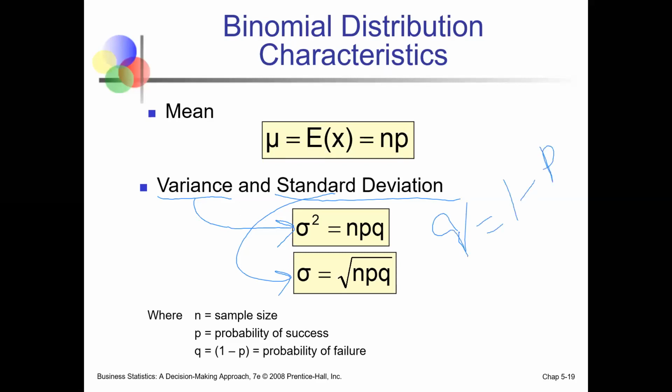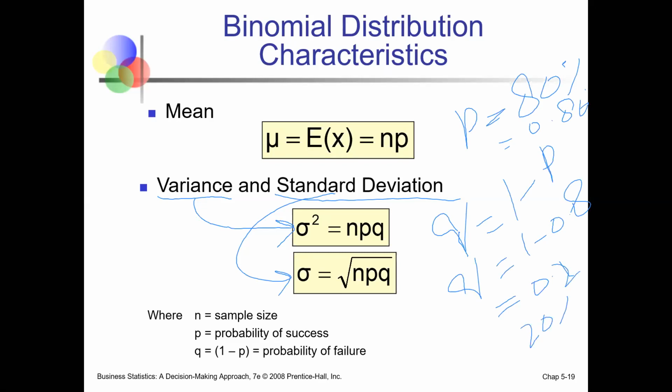If p is the probability of passing of students in a specific class, suppose 80%, we can say 0.80. So q is 1 minus 0.8, which is 0.2. The probability of failure is 0.2, meaning 20% chance of failure if the probability of success is 80%. A very easy concept: p and q, probability of success and probability of failure.